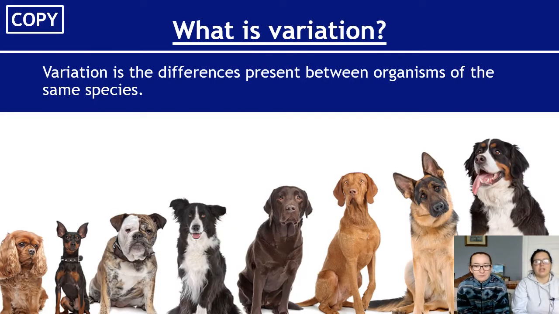Okay, so variation is the differences present between organisms of the same species. Now the dogs are below. Dogs are all the same species. We know they're the same species, and we'll cover this in Unit 3, but we know they're the same species because they can breed to produce fertile offspring. But we'll cover that in Unit 3. Right now all we can say is it's the differences between the same species. Even humans, there's lots of differences between humans, and we are all the same species. Oak trees, I doubt you find two oak trees that are completely and utterly identical. They are all the same species as each other.